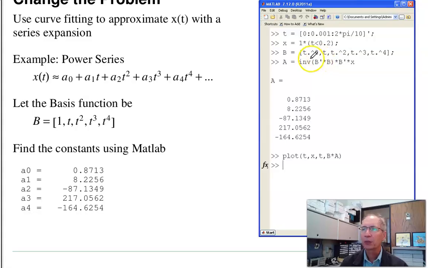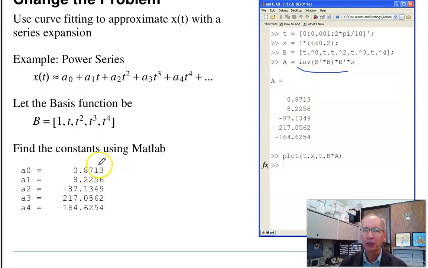Here's my basis: 1, t, t squared, t cubed. Then a least squares curve fit. We've done this a bunch of times. The least squares solution is the inverse of B transpose B, times B transpose x. That gives you the coefficients.